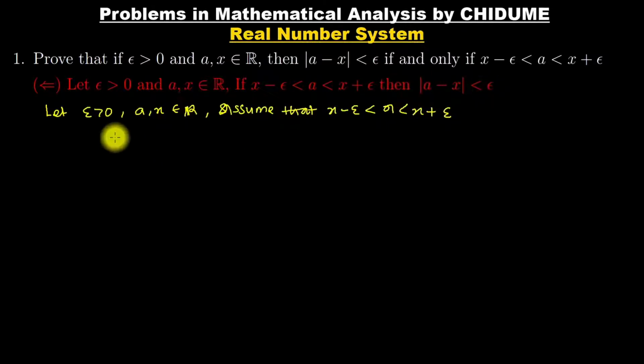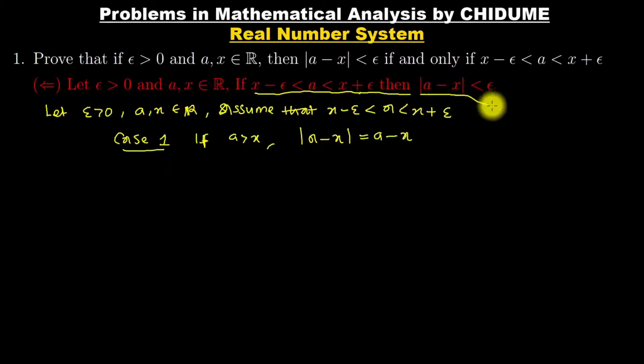To do this, you break it into two cases again. The first case is when a is greater than x. If a is greater than x, you observe that the absolute value of a minus x is going to be a minus x. And obviously, we can write this inequality here as negative epsilon is less than a minus x, which is less than epsilon.